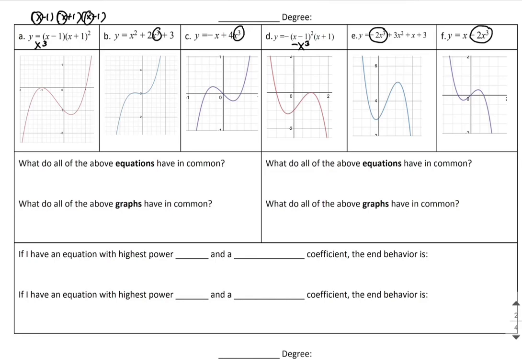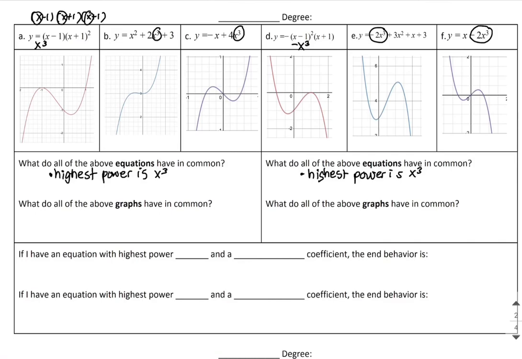All right, so what do all of the equations have in common? Their highest power is x cubed, and that goes for both sides. So highest power is x to the third power.